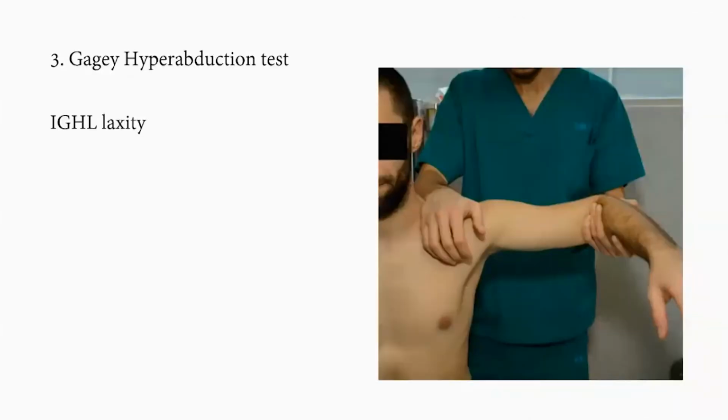The test performed here is the Gagey hyperabduction test, which tests the inferior glenohumeral laxity. It's important to stabilize the scapula and passively abduct the shoulder. Passive abduction of more than 105 degrees indicates inferior glenohumeral laxity.